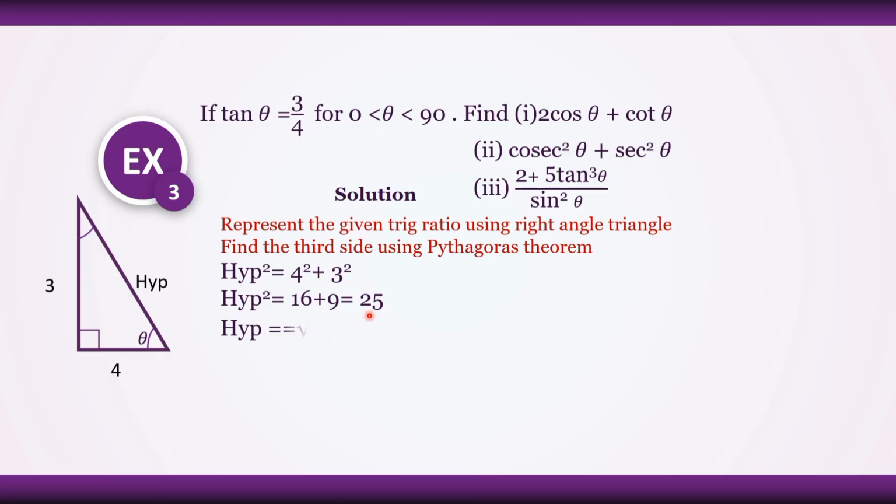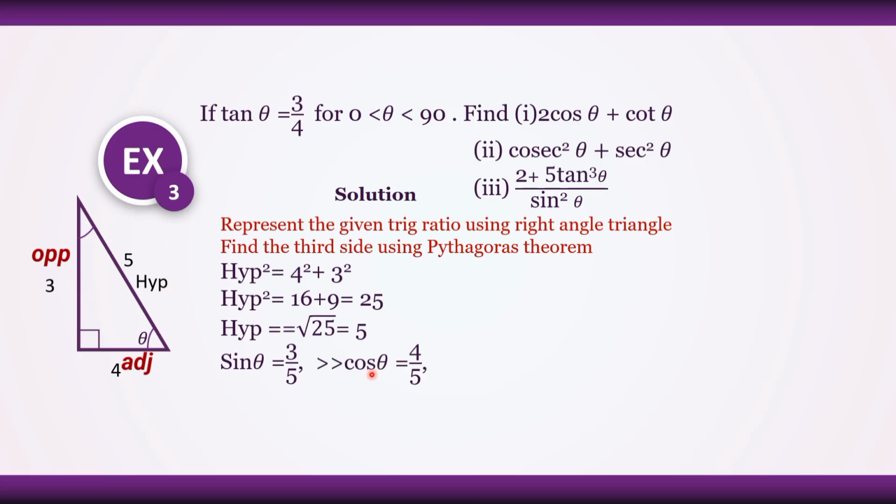Now we have our hypotenuse will give us square root of 25, and that is 5. So we can fix our hypotenuse. Hypotenuse is 5. The next thing is to start finding all these trig ratios. The first one is let's find our sine theta. Sine theta is opposite over hypotenuse. So we have our opposite as 3, hypotenuse as 5. We have 3 over 5.